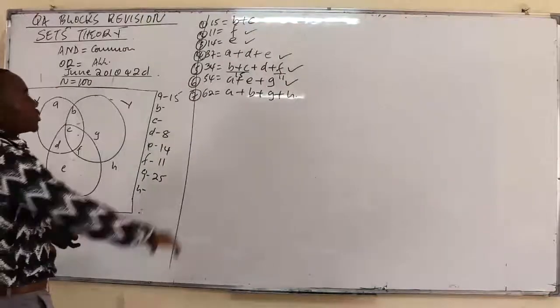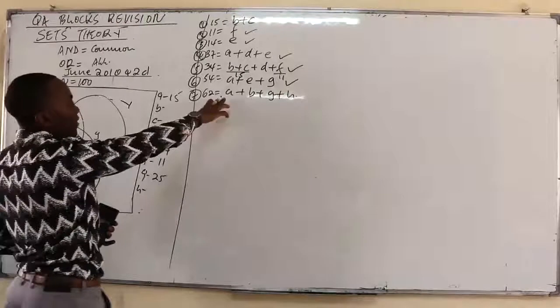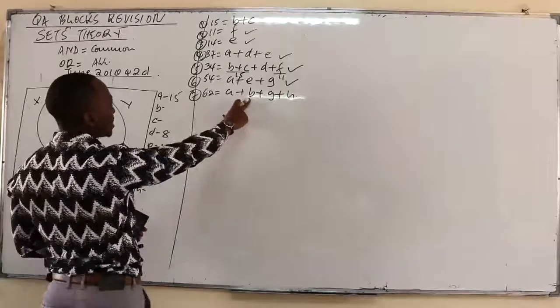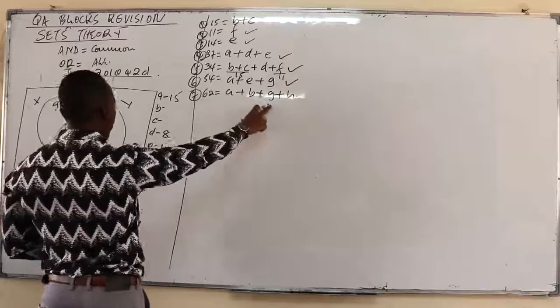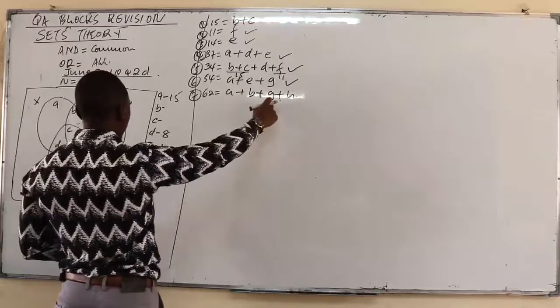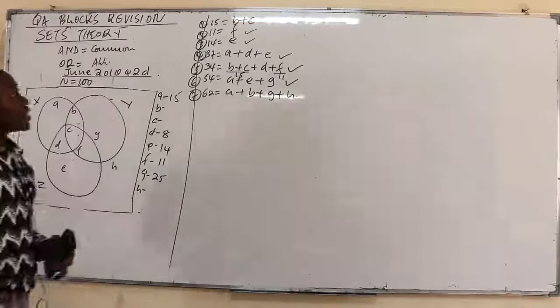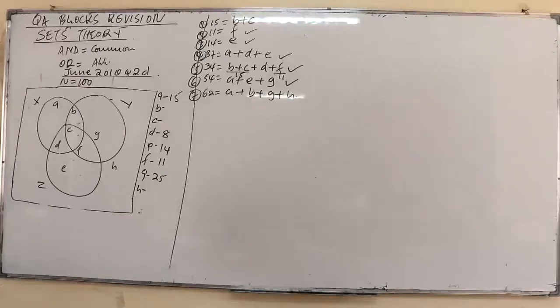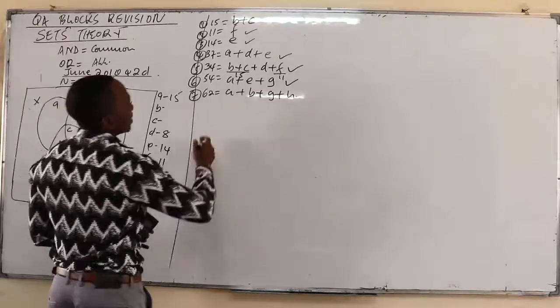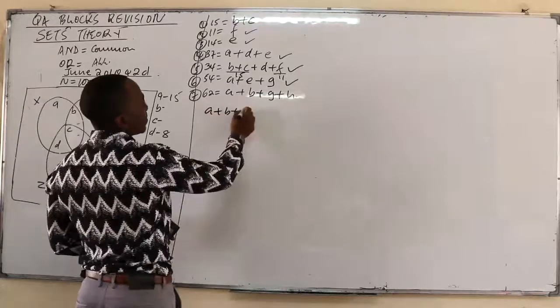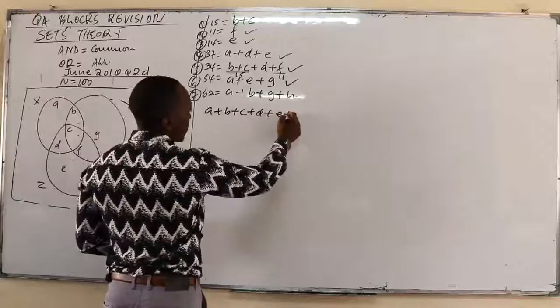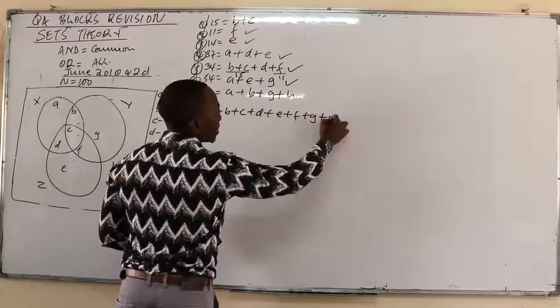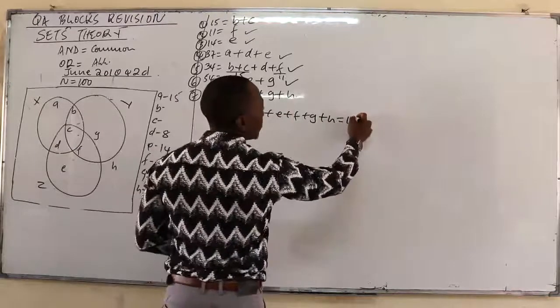Now let's use equation number 7. We have A. We don't have B. We have G. We also don't have H. So that one cannot help us. Even equation 1 cannot help us, B and C. So A plus B plus C plus D plus E plus F plus G plus H will give you how much? 100 voters.